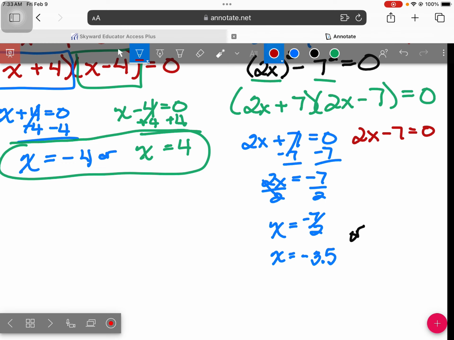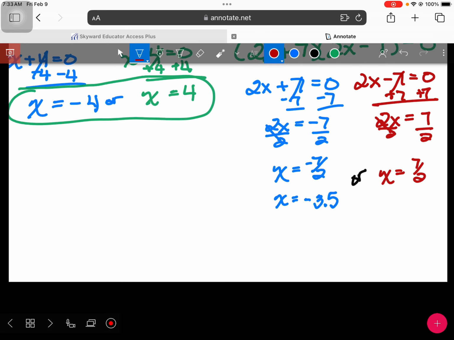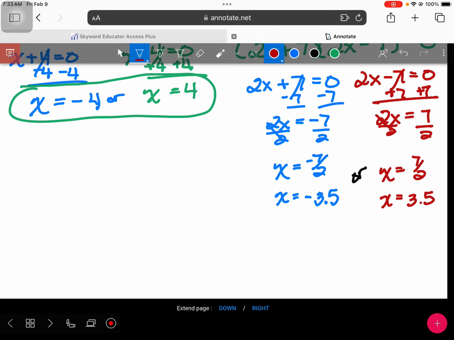Or, and now we do the other factor. Plus 7, 2x equals 7, divided by 2, divided by 2. X is equal to positive 7 halves, or x equals 3.5.